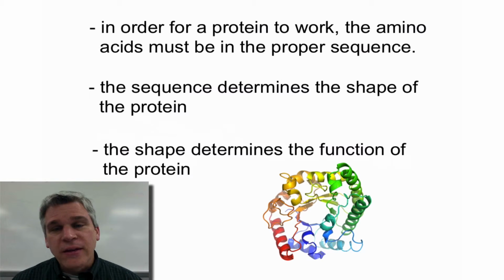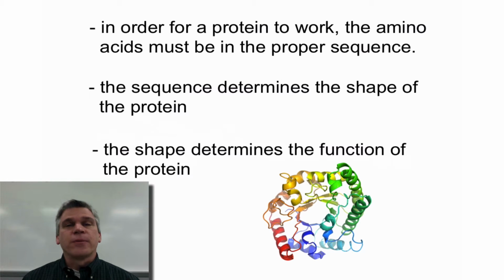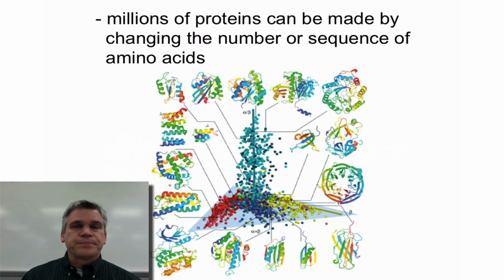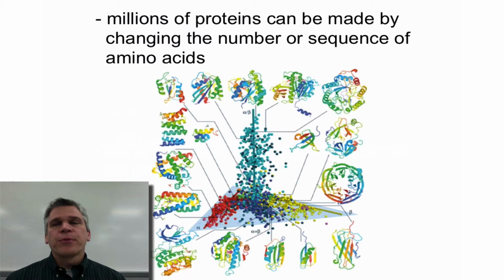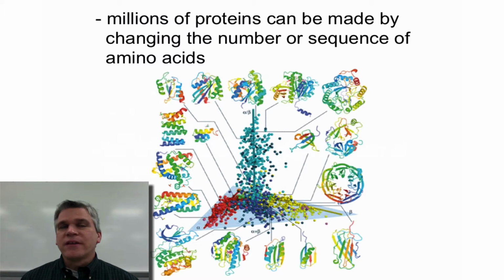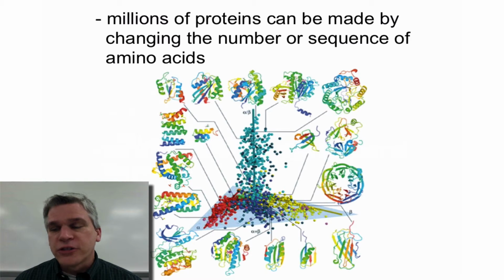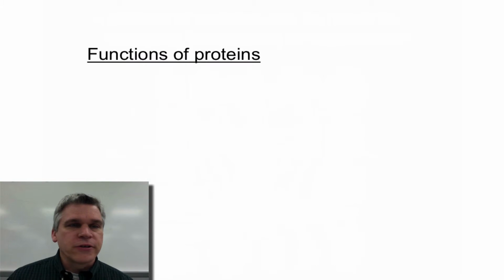The shape then will determine the function of the protein. Now, millions of proteins can be made by changing the number and the sequence of amino acids. So in this particular graph here, we can take a look at different amino acids and different configurations, and you can see even with the same number of amino acids, we can get a variety of different types of proteins. But again, not all of them may be functional. It just depends on what their shape is, if they have a function for us or not.